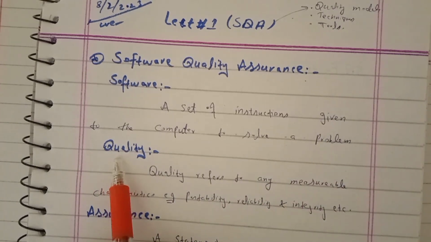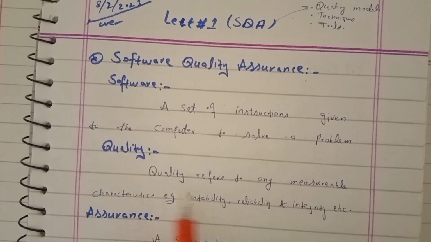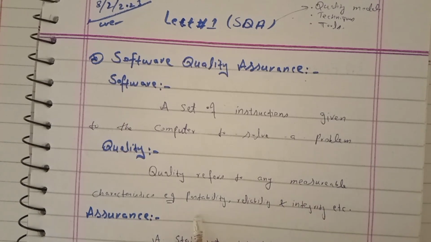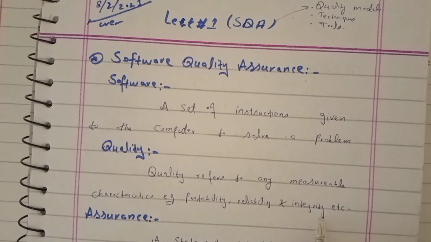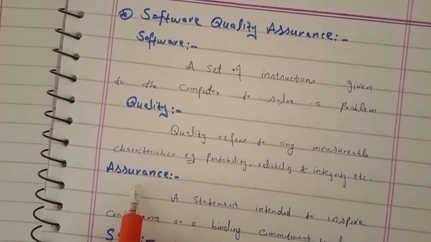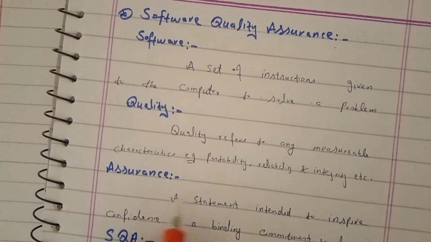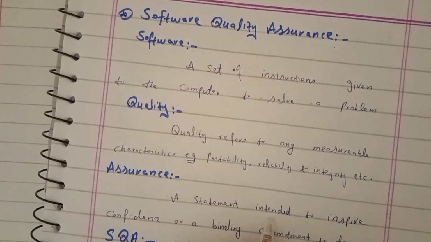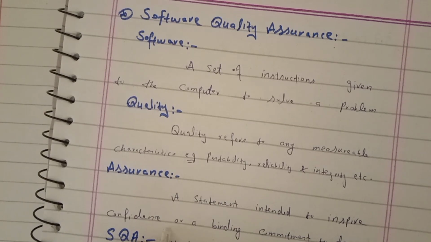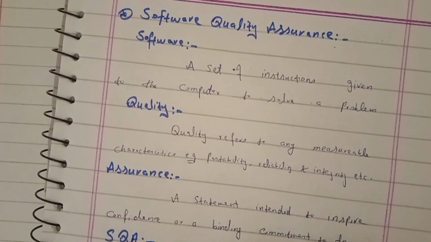And now we define quality. A quality refers to any variable characteristics. For example, portability, reliability, and integrity. And now, last we define assurance. What is assurance? A statement intended to inspire confidence or a binding commitment to do.